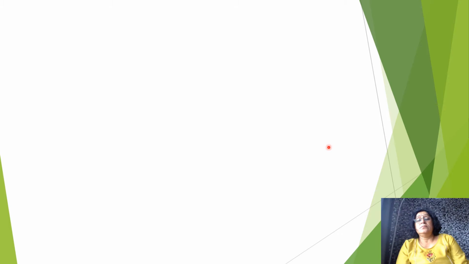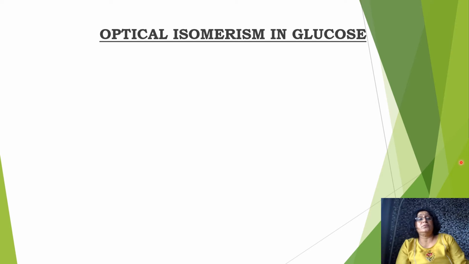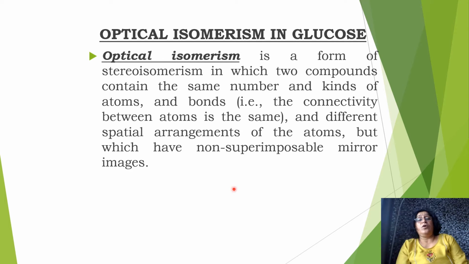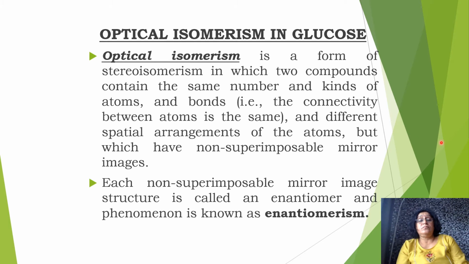Hello friends, so we start a new topic today, optical isomerism in glucose. What is optical isomerism? We have talked about optical isomerism earlier also. It is a form of stereoisomerism in which two compounds contain the same number of atoms, kinds of atoms, and bonds, but different spatial arrangement of atoms, and which have non-superimposable mirror images. Each non-superimposable mirror image structure is called an enantiomer and the phenomenon is called enantiomerism.